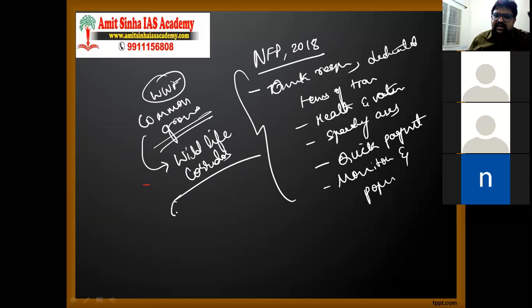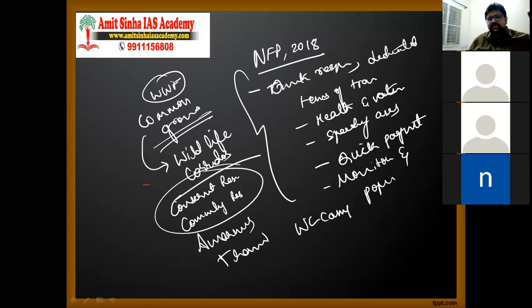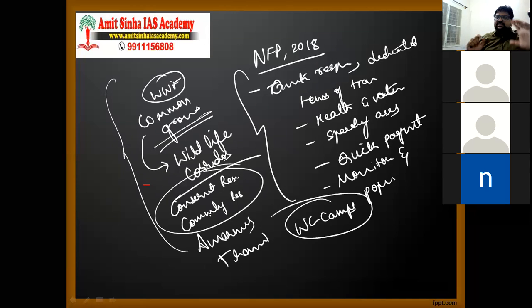Wildlife corridors, conservation reserves, and community reserves. What happens in these? You will be stopping human-animal conflict, creating awareness, creating training, wildlife camps. All these will lead to a decrease in this. Conclude the answer with this. So this is how the question should be answered. This is the structure, the format of the question.